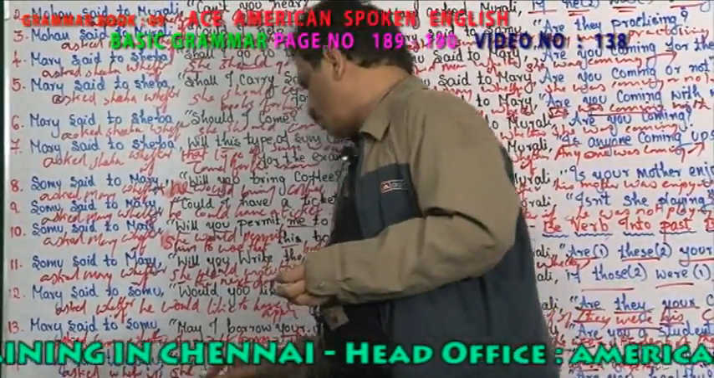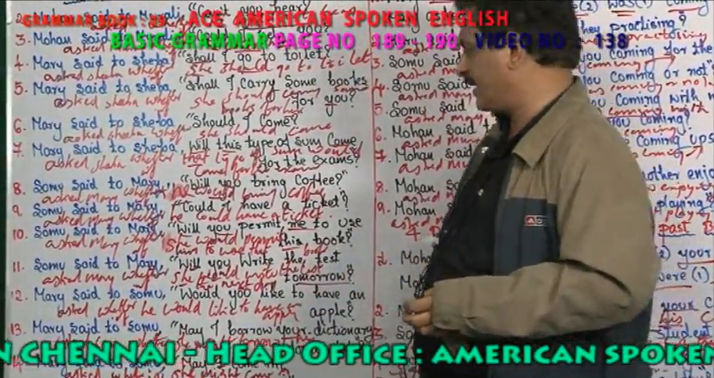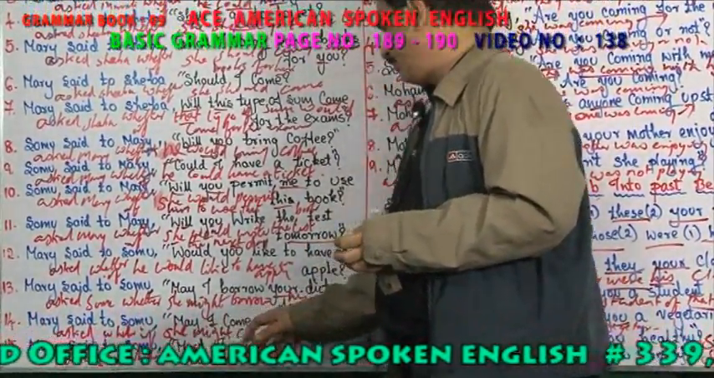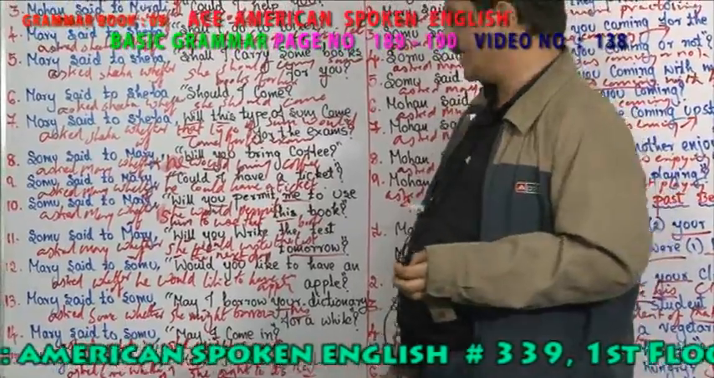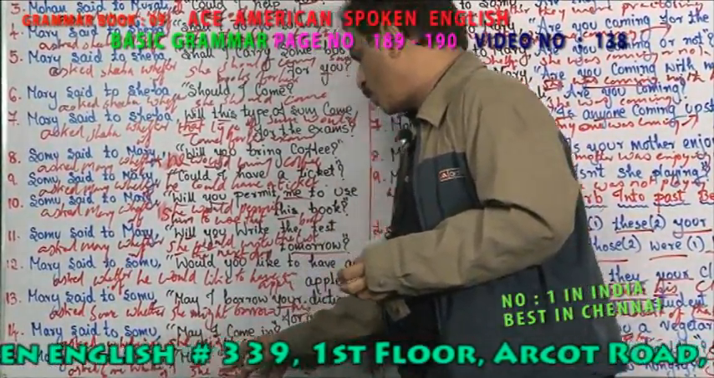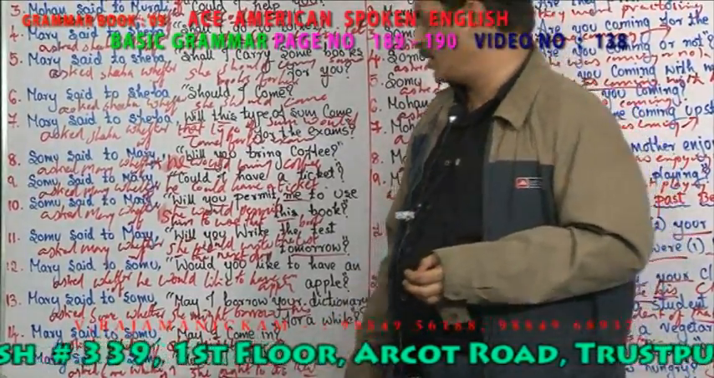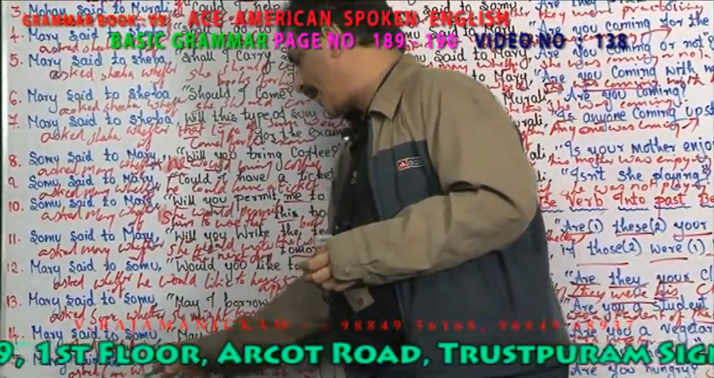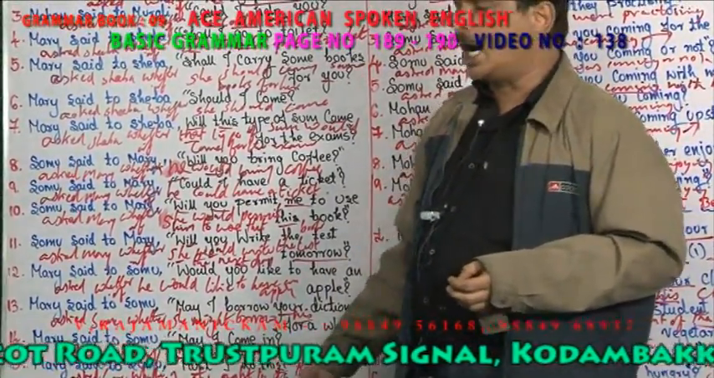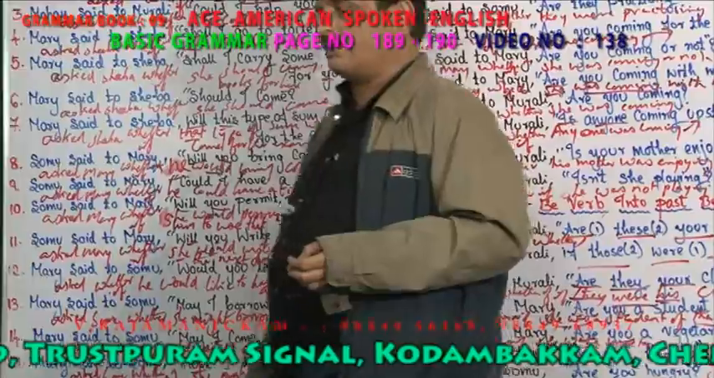Mary said to Somu, may I come in? நான் உள்ளே வரலாமா? So Mary asked Somu whether she might come in. May I come in என்பது she might come in. Mary said to Somu, must I do this? நான் இதை செய்ய வேண்டுமா? Mary asked Somu whether she ought to do this. Must என்பது அயற்கூற்றில் ought to, this என்பது that ஆக மாறிவிடுகிறது.